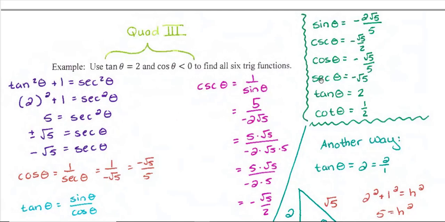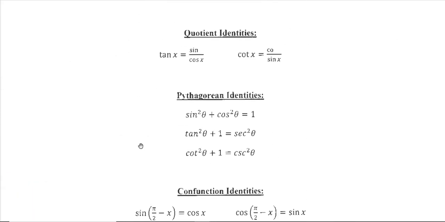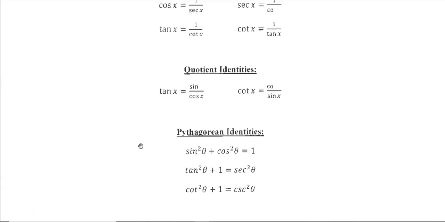And now we'll use that reciprocal identity that says the cosine is the reciprocal of the secant. So if secant is negative square root of 5, cosine must be 1 over negative square root of 5. And when we rationalize that, we get negative root 5 over 5. Now, all we have left is sine and cosecant.